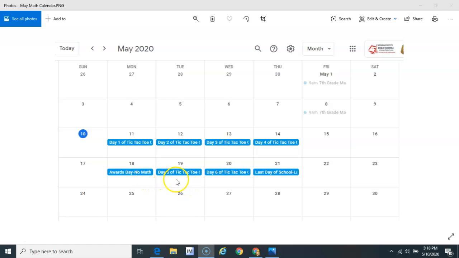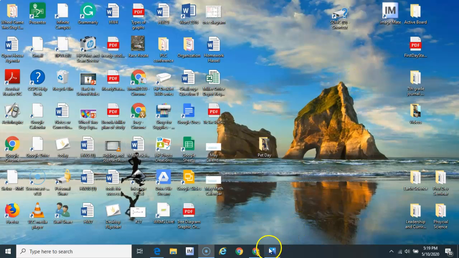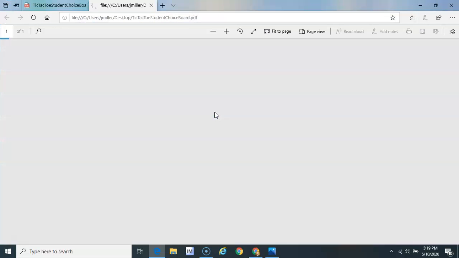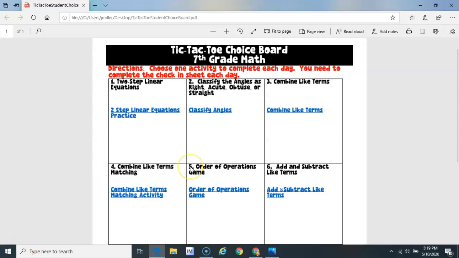And so then you will have work to do Tuesday and Wednesday. And then Thursday is the last day of school. And so there'll be kind of a different activity to do that day. So we're going to handle the next 2 weeks a little bit differently. And you are going to have this tic-tac-toe choice board in your Google Classroom every day.